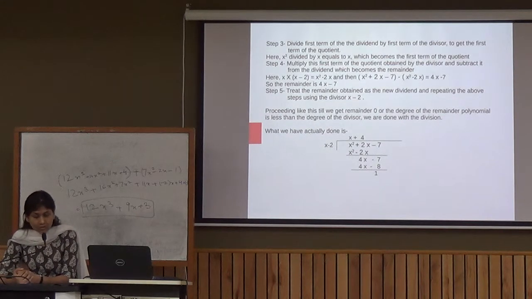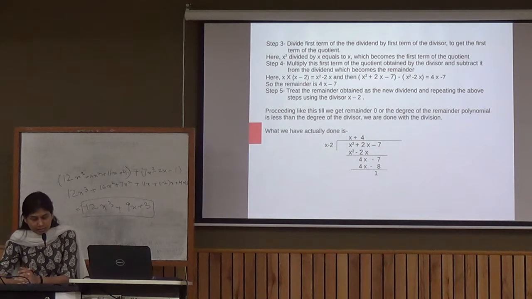Divide the first term of the dividend by the first term of the divisor to get the first term of the quotient. Here, the first term of the dividend is x squared and we divide it by x, which is the first term of the divisor. Therefore, the result is x, which becomes the first term of the quotient.